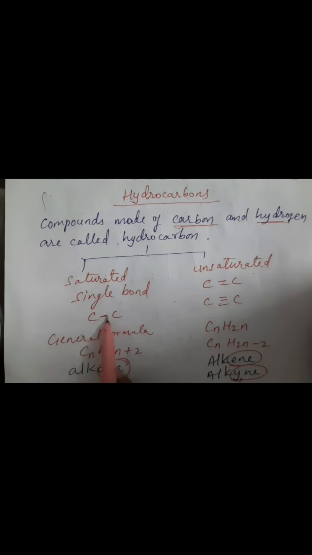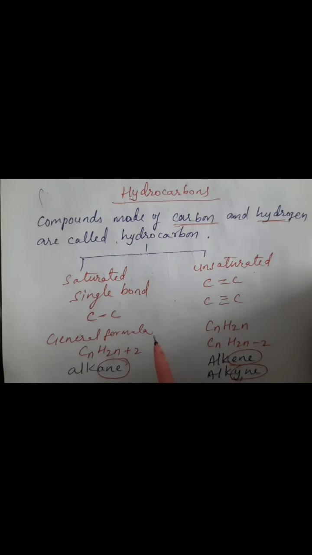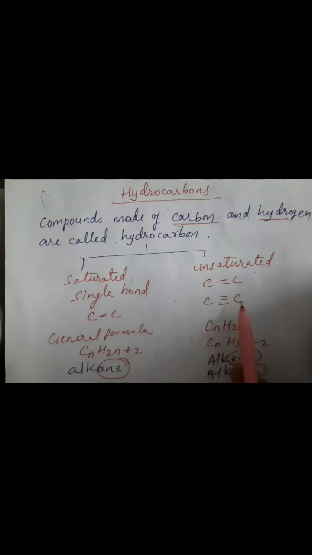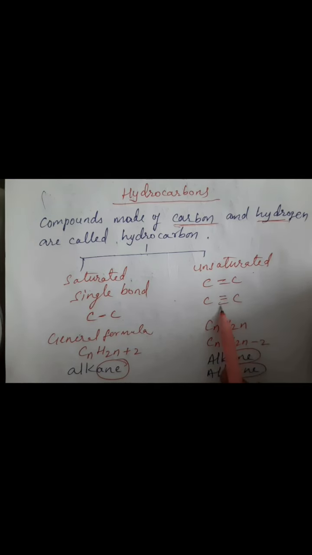As I told, they are made up of mostly carbon and hydrogen. If there is a single bond between carbon and carbon atoms, we call it a saturated hydrocarbon. If there is a double bond or triple bond, we call it an unsaturated hydrocarbon.